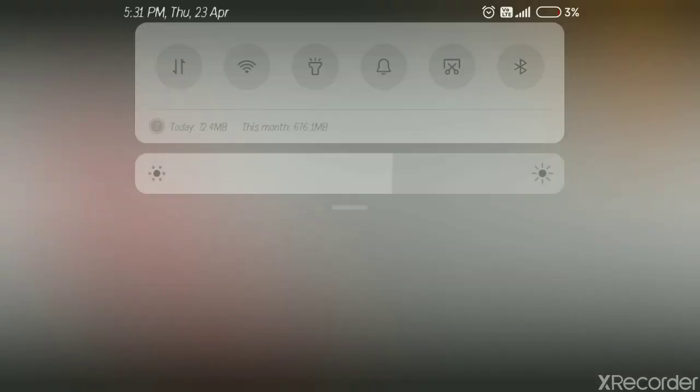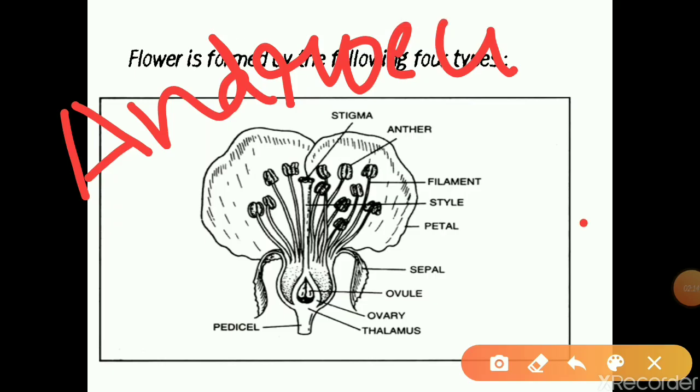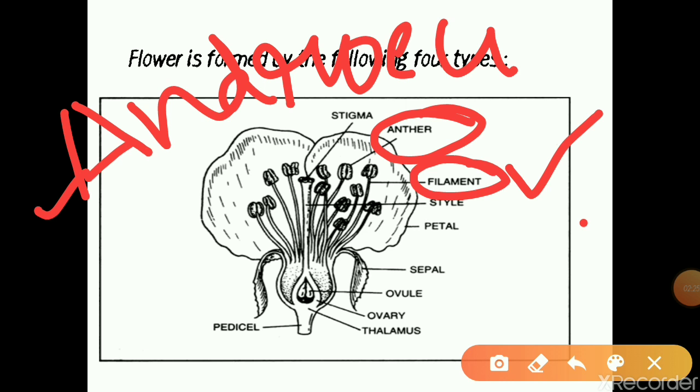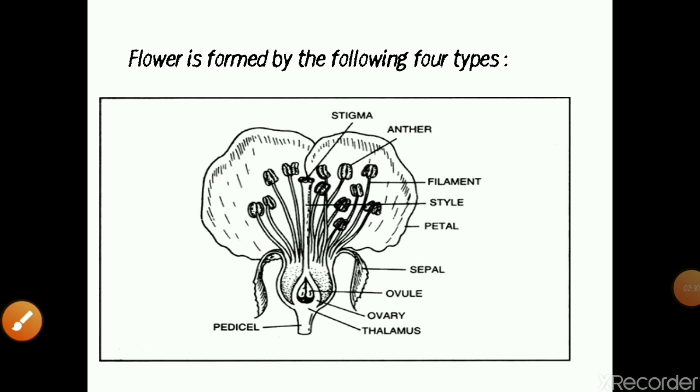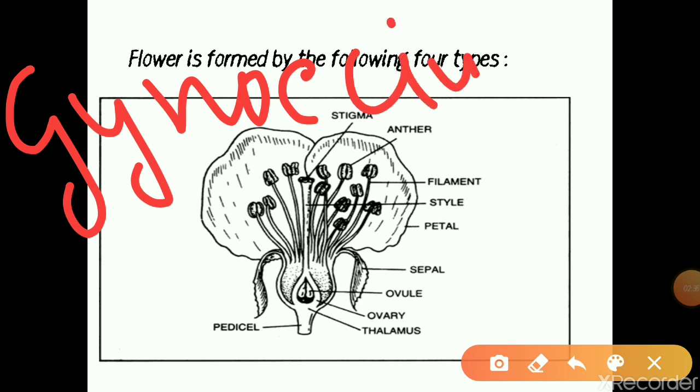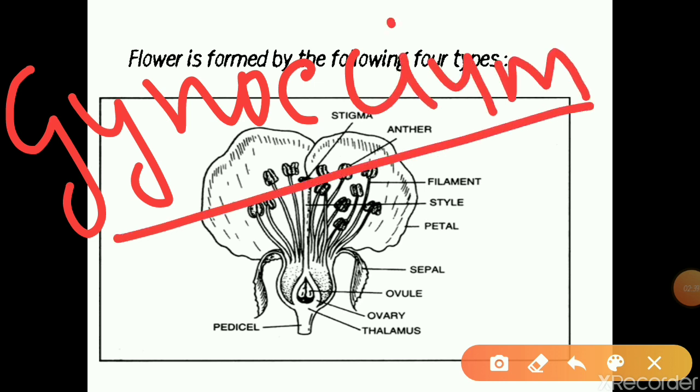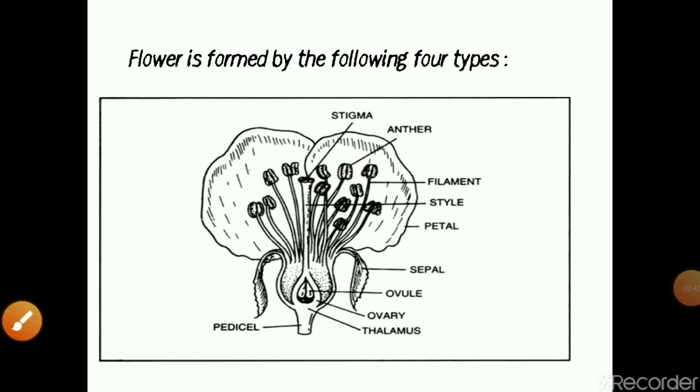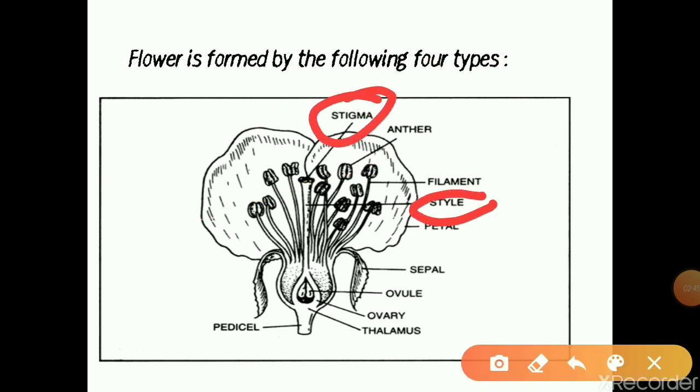Androecium is the male part of the flower. It is made up of 2 parts: anther and filament. Anther carries pollen grains and filament helps in connection with the flower. Clear, students? And the fourth part is known as gynoecium, which is the female part of the flower. Gynoecium is made up of 3 parts: stigma, style, and ovary. Clear, students? This is the female part of the flower.